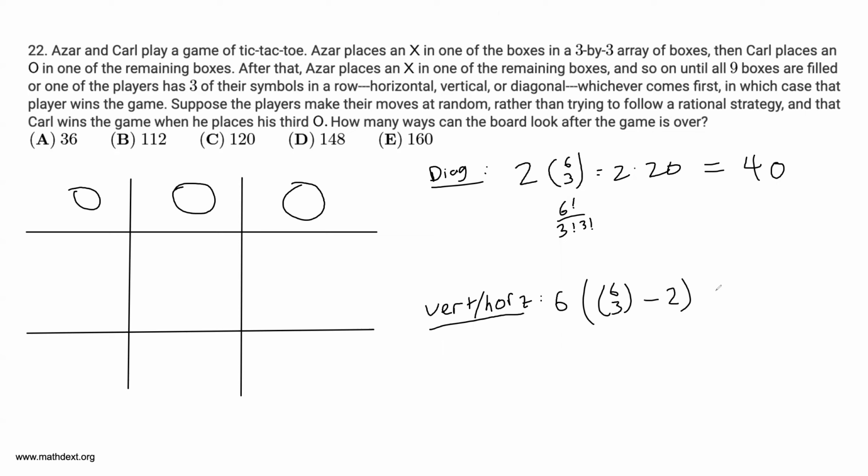So the number of ways that Carl can win with a vertical or horizontal row is 6 times 20 minus 2, which is 6 times 18, which is 108. And finally, our answer for how many ways the board can look after Carl wins in three moves is 40 plus 108, which is 148. So our answer is D.